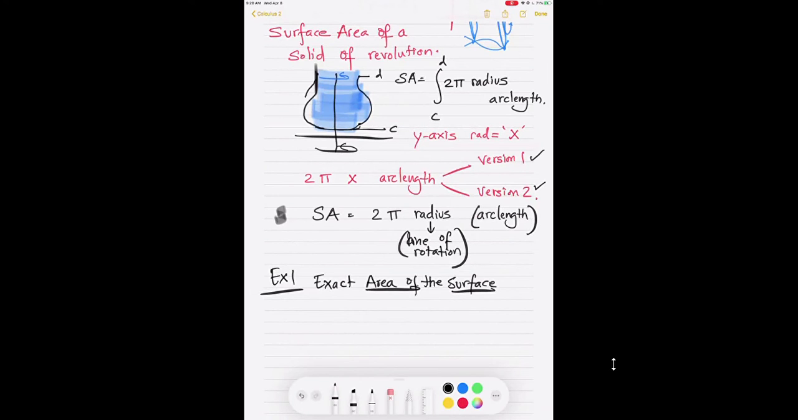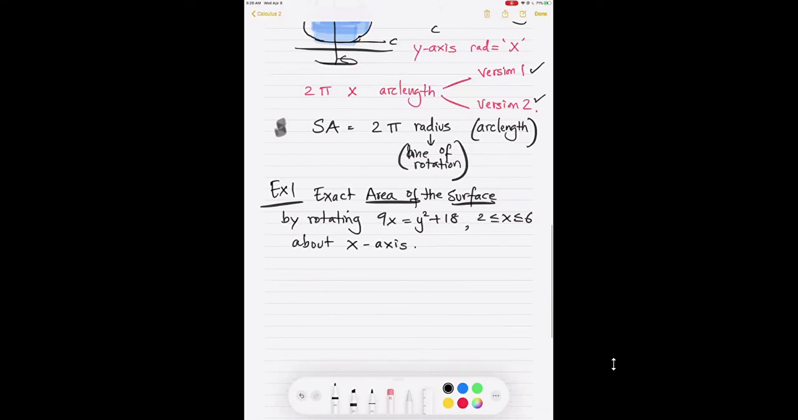By rotating this curve, sorry, this is not the way. This is not the example. So 9x equals y squared plus 18 about the x-axis. So I'm going to start the solution.